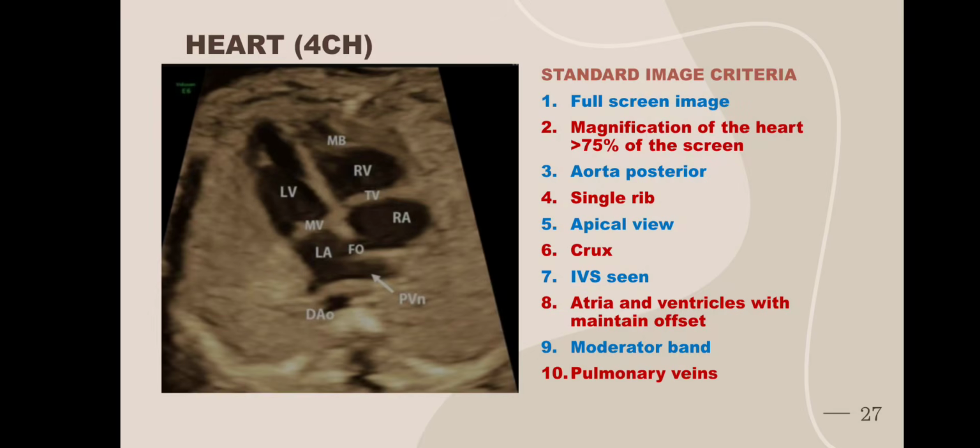Aorta posterior, single rib on both sides, with apical view. Crux should be visible, clear. Interventricular septum should be visible clearly. Atria and ventricles with maintaining the offset, the right sided moderator band, and minimum 2 pulmonary veins should be seen draining into the left atrium.